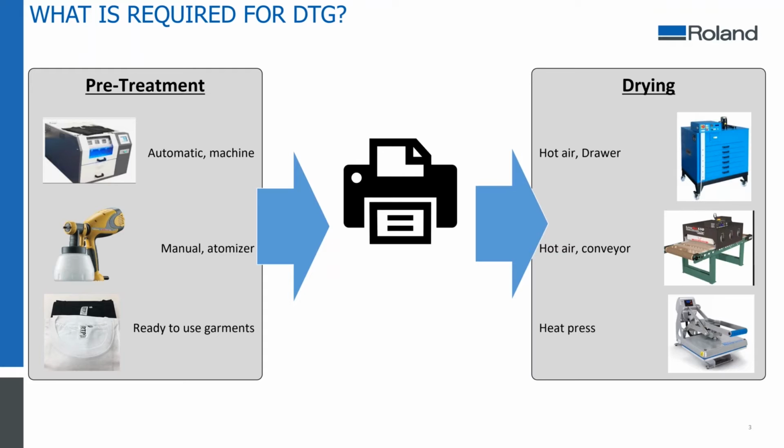And finally, stage three, which is the drying. So again, based on your production targets, there are various devices that can cure the garment, ranging from hot air draw systems to heated conveyors or just a simple heat press.